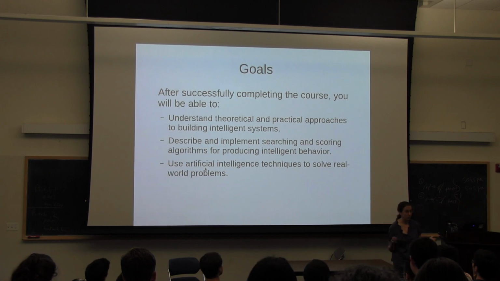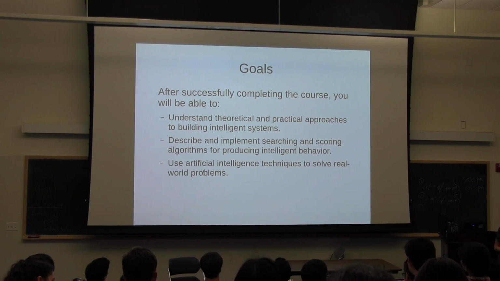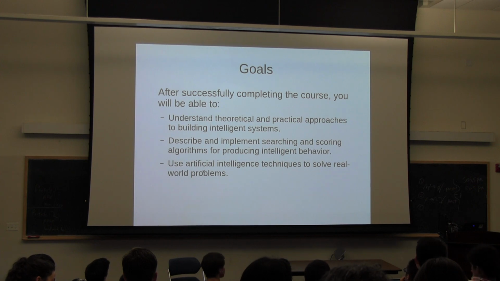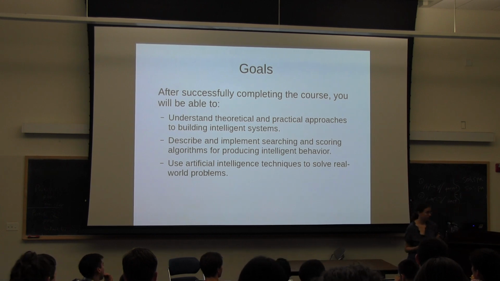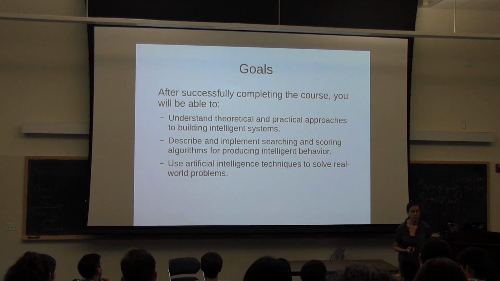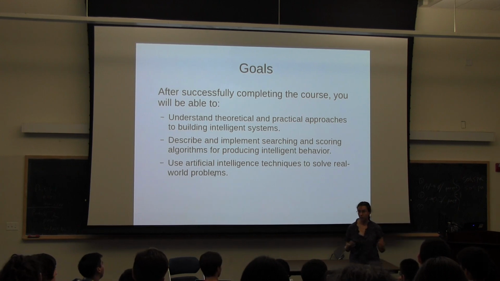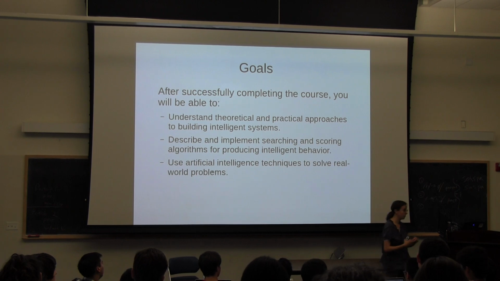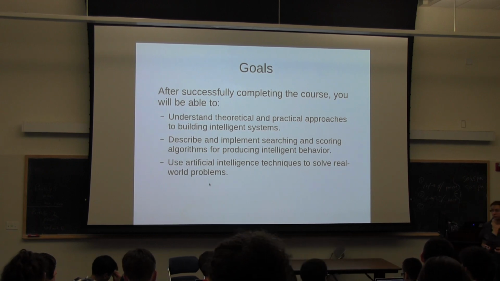So in that light, I wanted to put up the goals of the course. The aims of this course are for you to understand theoretical and practical approaches for building intelligent systems. Describe and implement searching and scoring algorithms for producing intelligent things. And we've come through a bunch of those now, searching and scoring. And then use artificial intelligence techniques to solve real world problems. We've had experience with that now in these two projects, as well as lots of different examples. You'll take this knowledge and go out into your lives, your internships, your research, your career, and have it be useful.